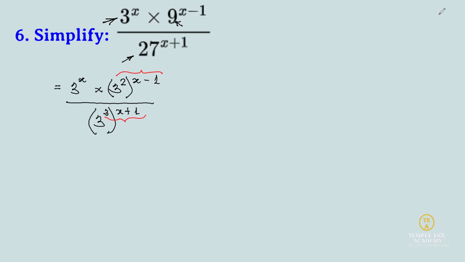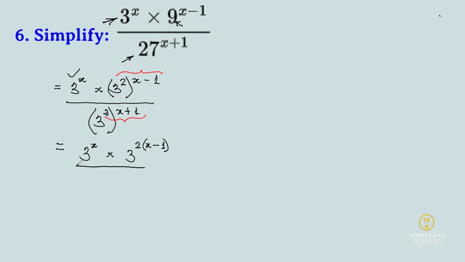So this is going to give us, it is equal to 3 to the power x, taking note of that term, multiplied by, let's have this. This is 3 to the power 2 has to multiply the whole arrangement x minus 1 that way.